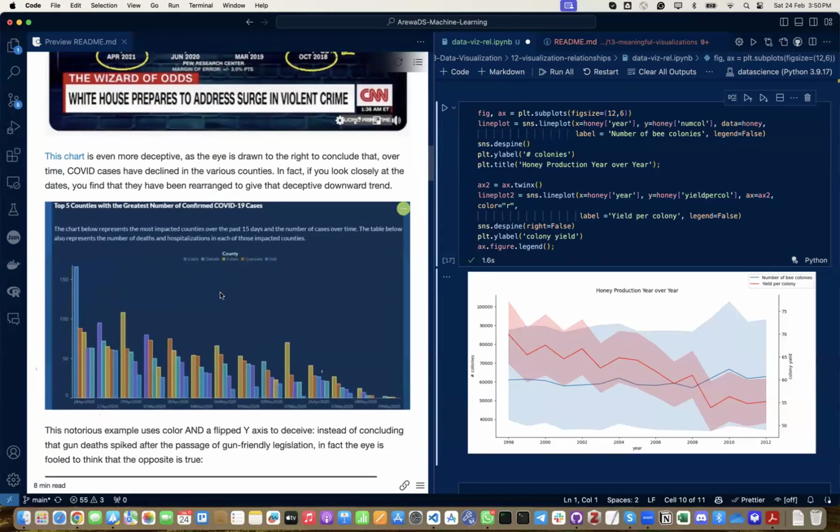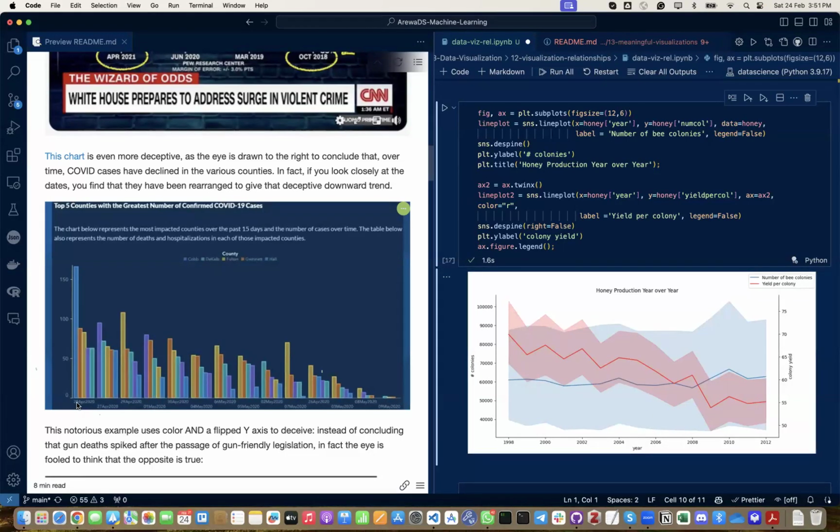So also here it's showing COVID. The plot is saying, yeah, COVID is going down. COVID is going down. But the problem is if you look at the x-axis here, the dates are shuffled so that the graph will look good.